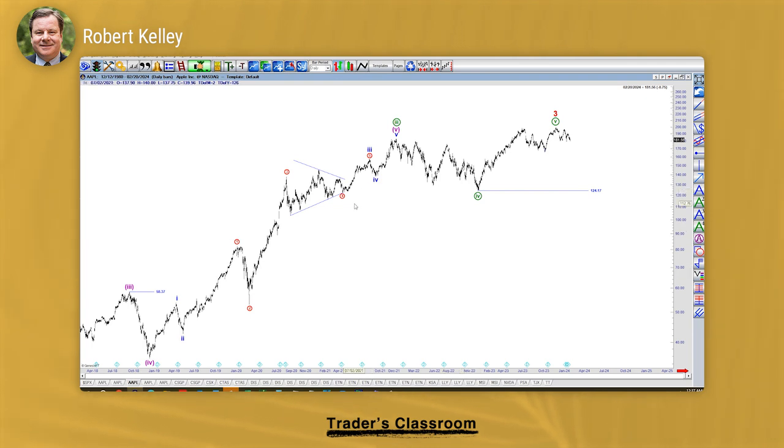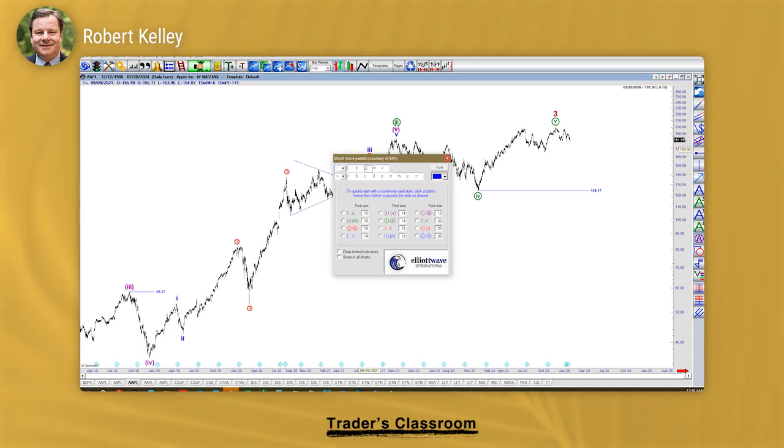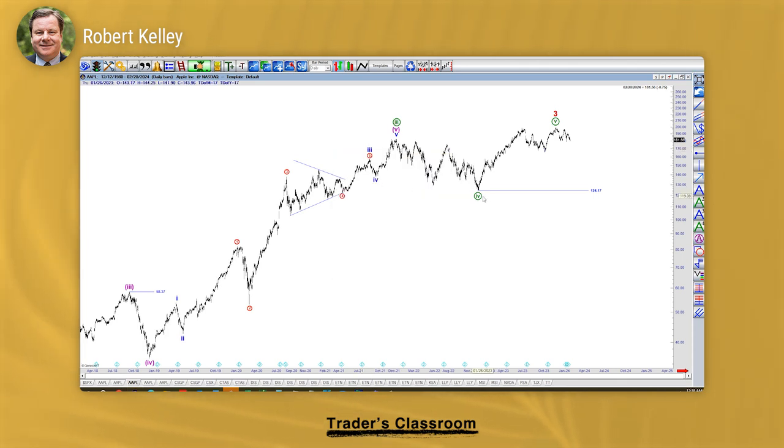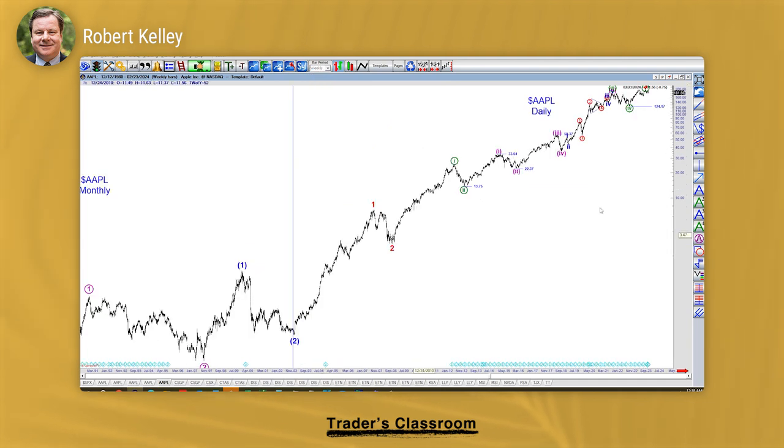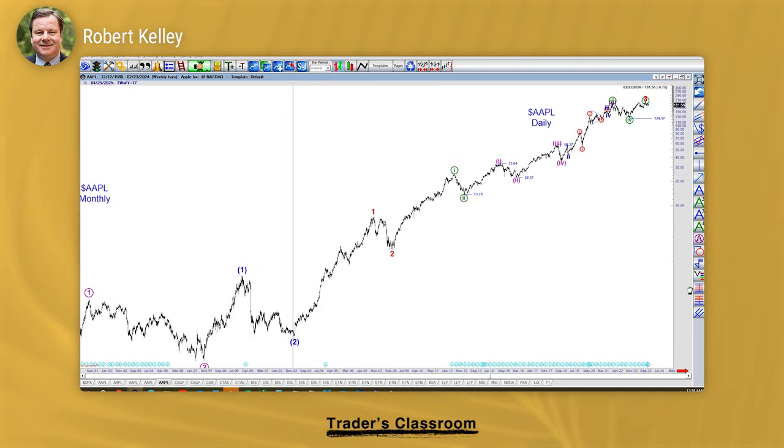The other count, if you count it the other way I was discussing, would have your blue wave 3 ending here, blue wave 4 ending here, and then this new high would only complete that 5 of 3. Let's see how that would look on the bigger picture. If you're finishing only 3, then you'd still look for a wave 4 down towards the previous 4th.